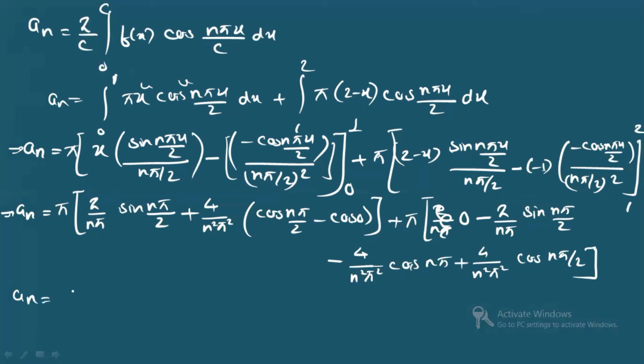So A n is equal to what? So if I take pi common, okay. So first of all, if you see here, this is positive, this is negative. Okay, I'm writing together.